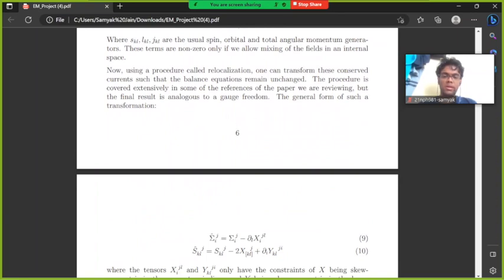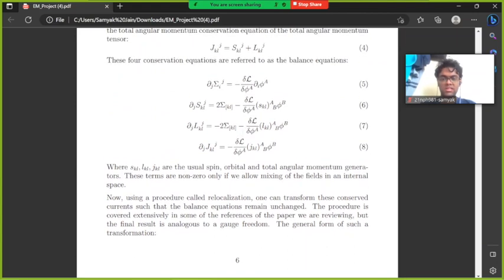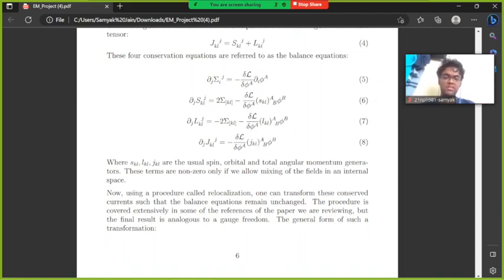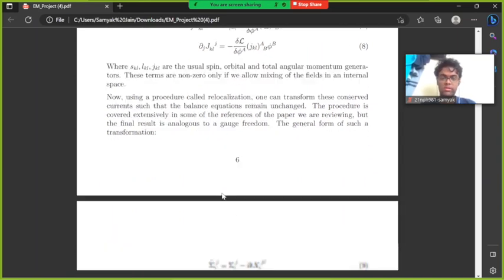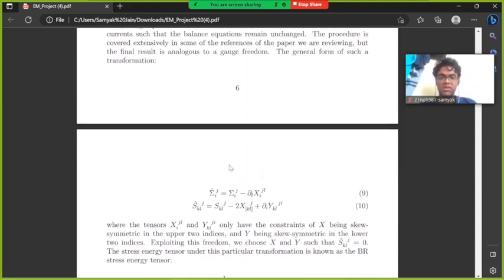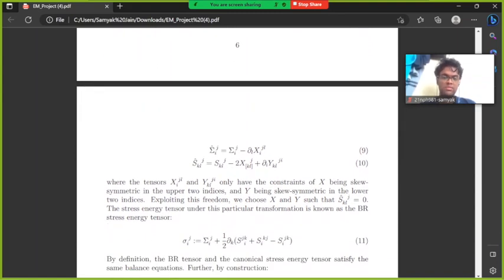Now, using a procedure called relocalization, one can show that under a particular transformation of the stress energy tensor and the spin tensor, these balance equations do not change. We will not go into the mathematical derivation of this, but what we do see is that under this particular transformation, we can choose a convenient stress energy tensor and spin tensor. This is analogous to choosing a gauge that we've already seen in the course. So the particular transformation that we're referring to is this transformation in equations 9 and 10. X and Y are arbitrary tensors with only the constraints of X and Y being skew symmetric in particular indices.